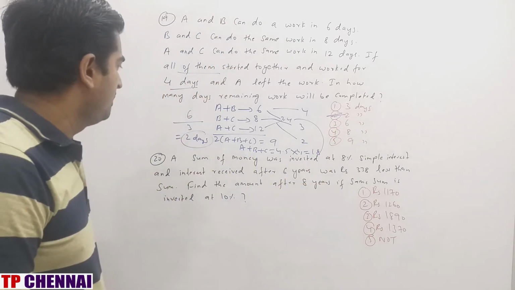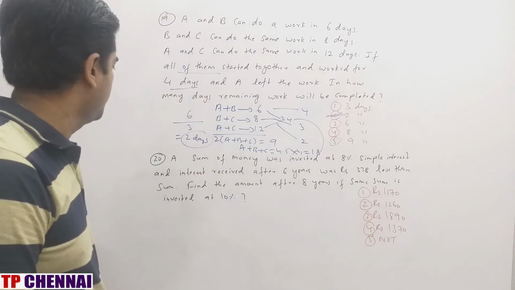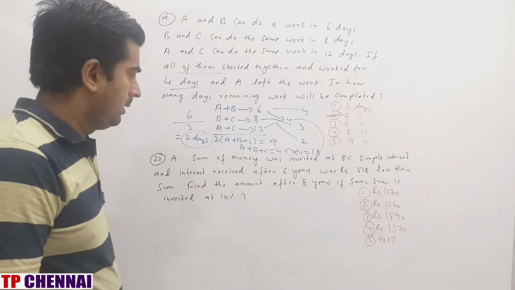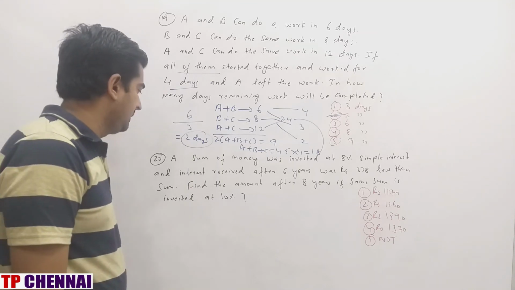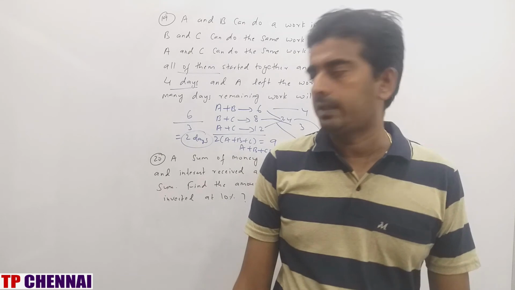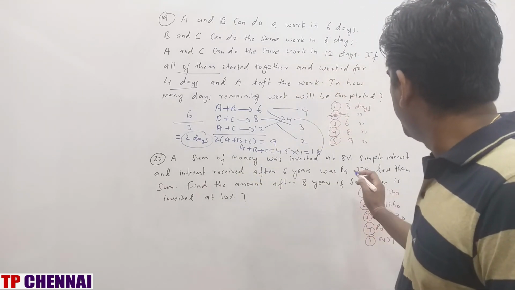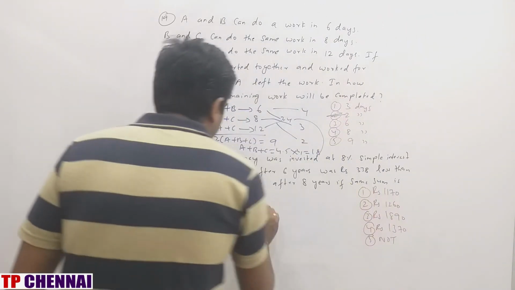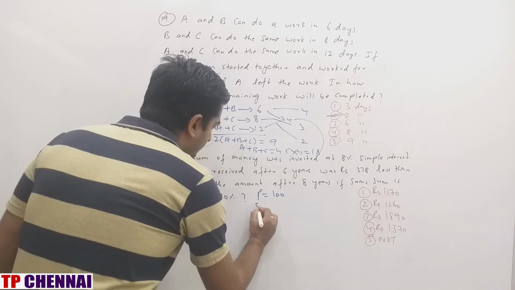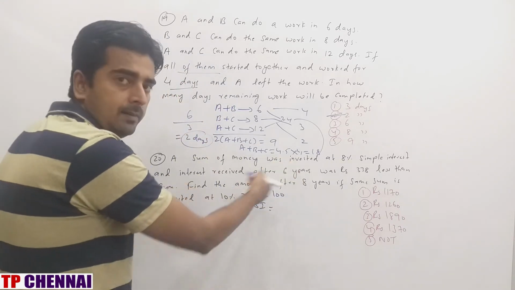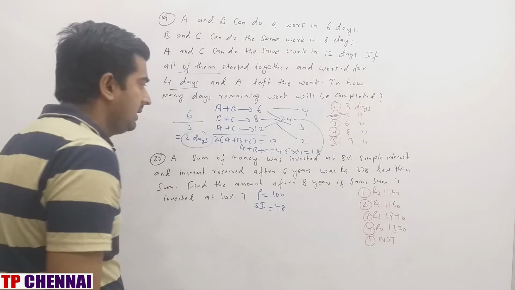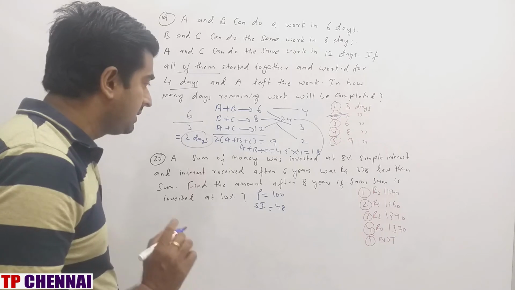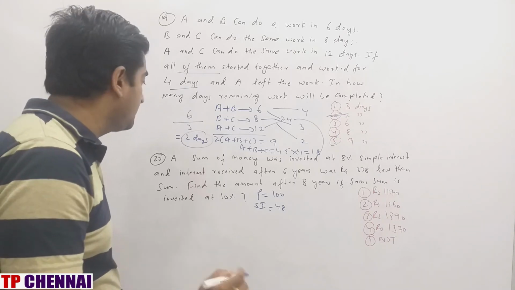Next one. A sum of money was invested at 8% simple interest and interest received after 6 years was rupees 338 less than the sum. Find the amount after 8 years if the same sum is invested at 10% per annum simple interest. So there is a sum of money which is invested at 8% per annum simple interest for 6 years. I am saying that my principal is 100. So my interest will be 48, right? 48.